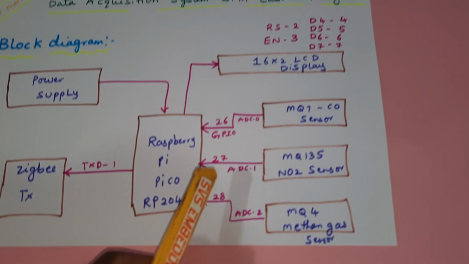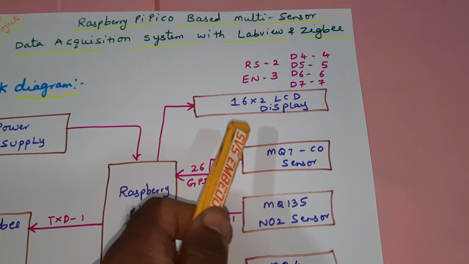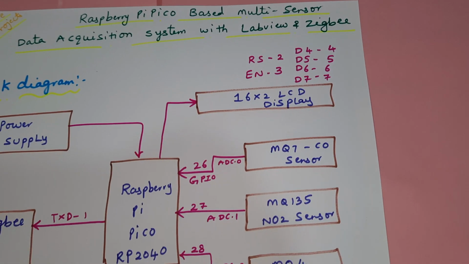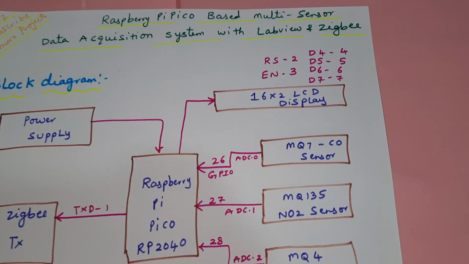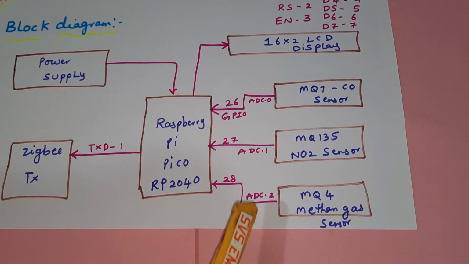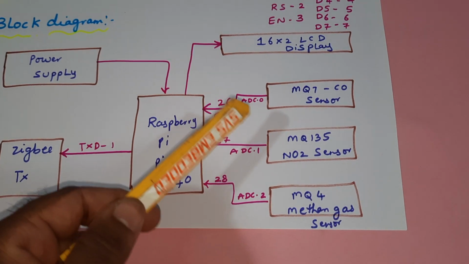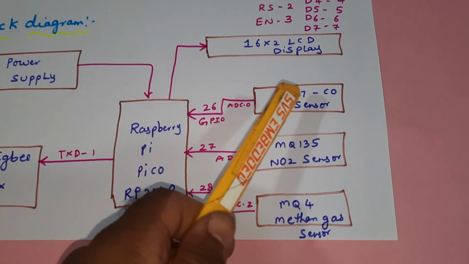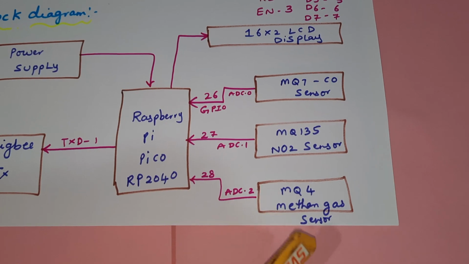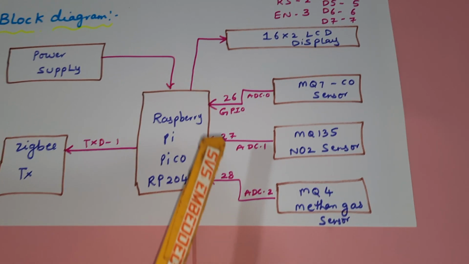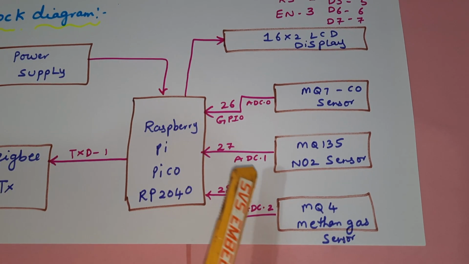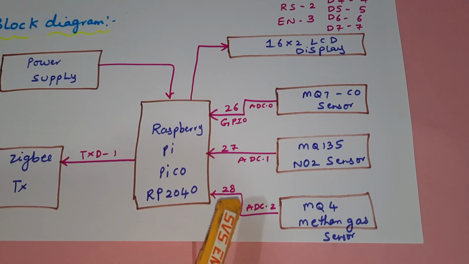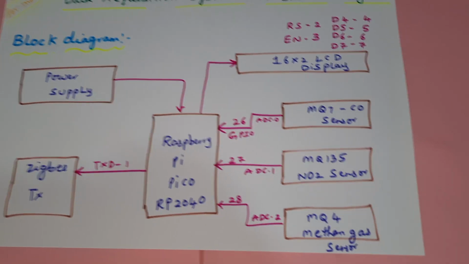Raspberry Pi Pico, and here we are using a 16x2 LCD display, with RS, enable, D4, D5, D6, D7 connected to GPIO pins 2, 3, 4, 5, 6, 7, general purpose input output. I am using three sensors, MQ7, MQ135 and MQ4: a CO sensor, carbon monoxide sensor, an NO2 sensor and a methane gas sensor. Those are connected with ADC0, ADC1 and ADC2, GPIO 26, GPIO 27, GPIO 28 pin numbers.